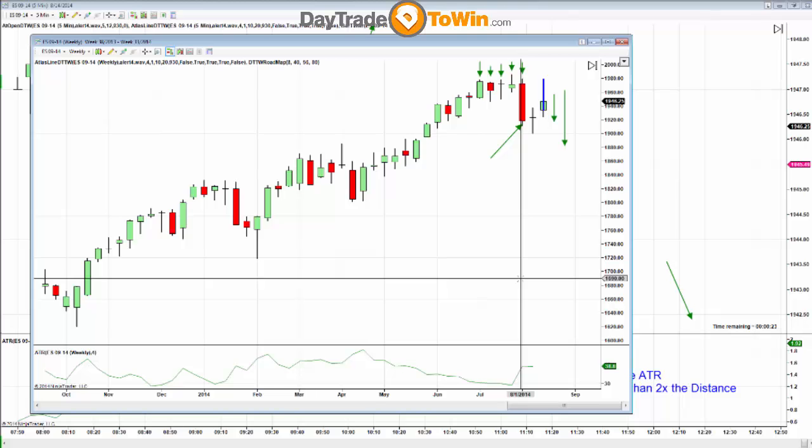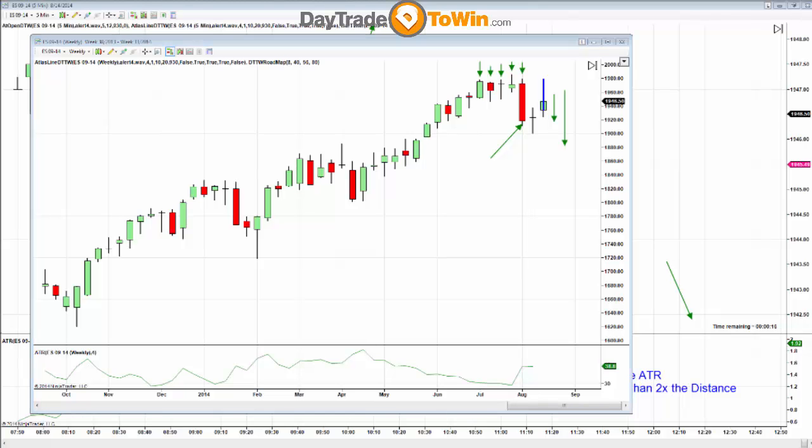Markets love to test where they have previously traded. So if you are looking for an opportunity to go long or go short, to go long, wait until it breaks the current highs. It's going to move higher. And you can go ahead and take it higher, right?